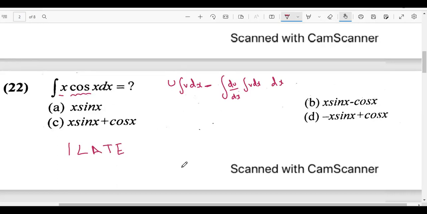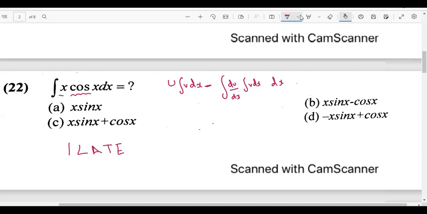Just take your time and then think about it. Which one have you chosen as u? U is x. Oh right, it's not x cos, it's cos x. Sorry, I'm just sick. So we'll integrate x first, right?